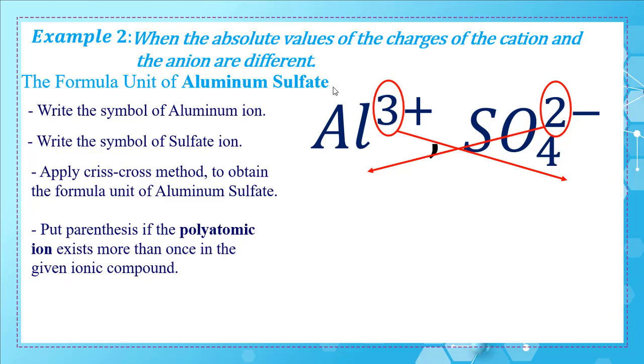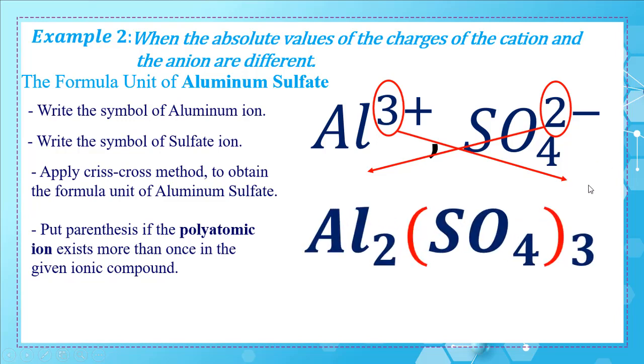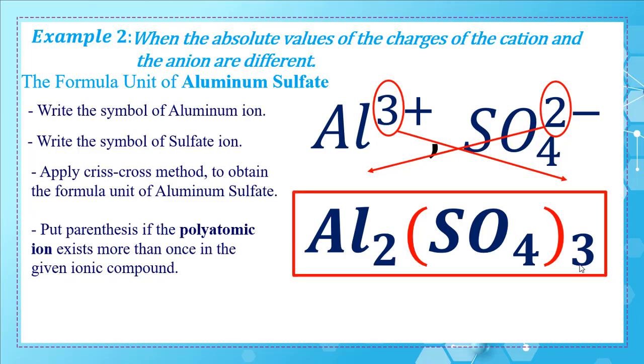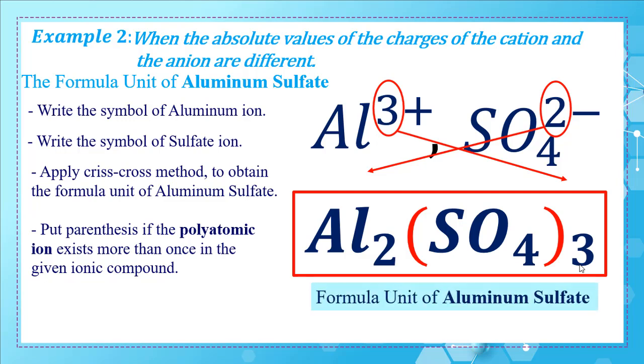Don't forget that if we have a polyatomic ion like SO4 2-, we should place it in parentheses before writing the subscript, which is a 3. So here we write Al2, (SO4), with the SO4 in parentheses, and 3. This is the formula unit for aluminum sulfate.